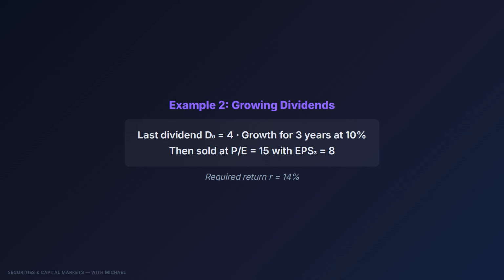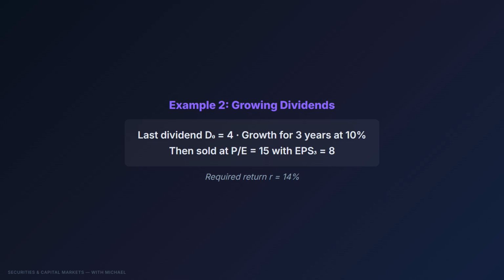A company just paid a dividend of 4. Dividends are expected to grow at 10% per year for 3 years. At the end of year 3, you sell at a P/E ratio of 15 with expected earnings per share of 8. Your required return is 14%. First, we calculate the future dividends.